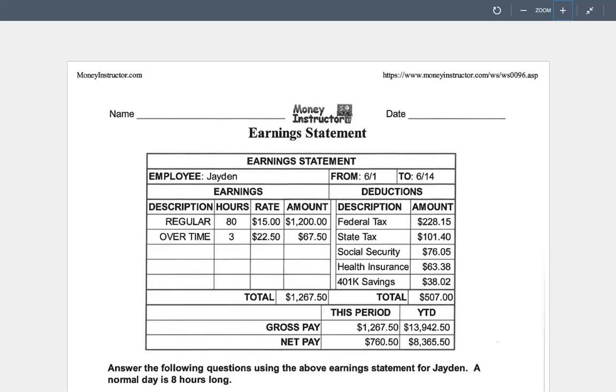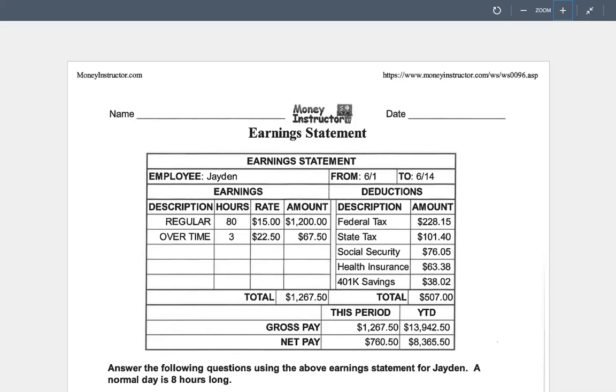Okay. So the next one, overtime, he worked 3 hours of overtime. In those 2 weeks, he worked 3 hours of overtime. And for those hours, this company pays him $22.50. So if you multiply 3 times $22.50, then you'll get the amount. Okay, and those amounts are here on the next column where it says amount.